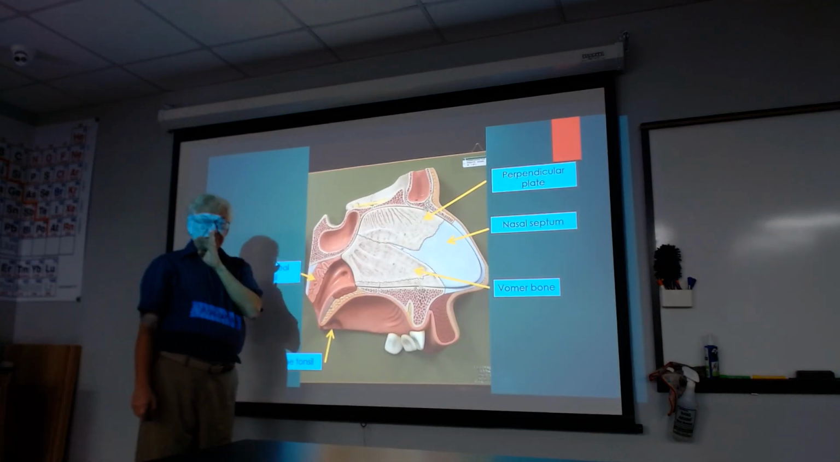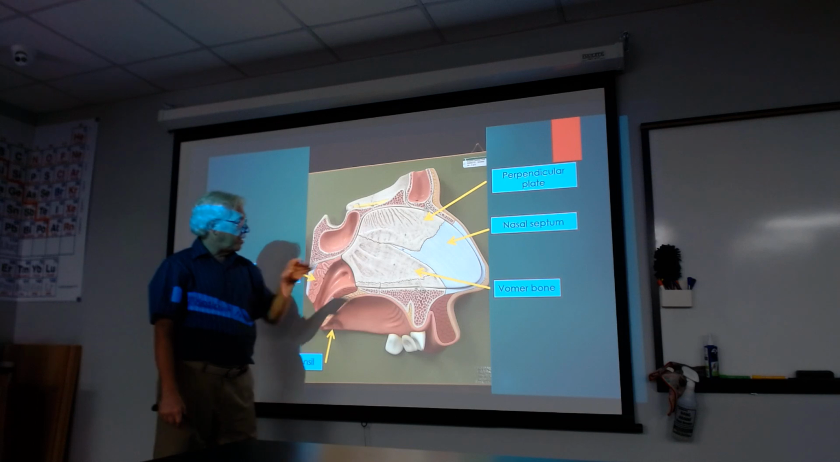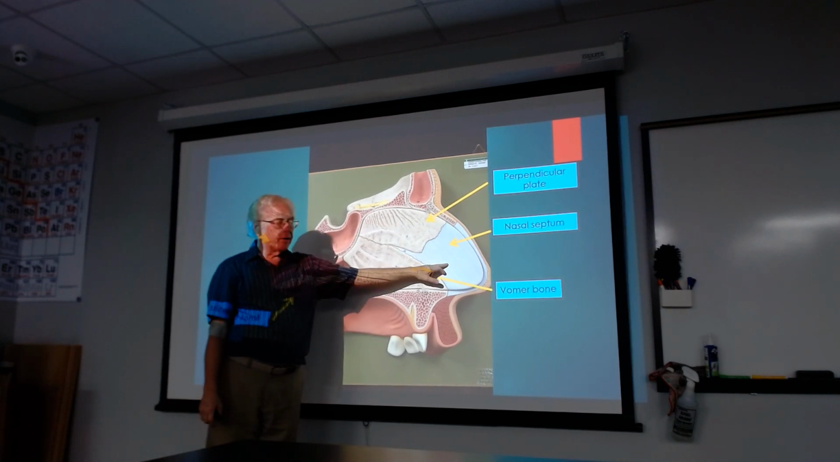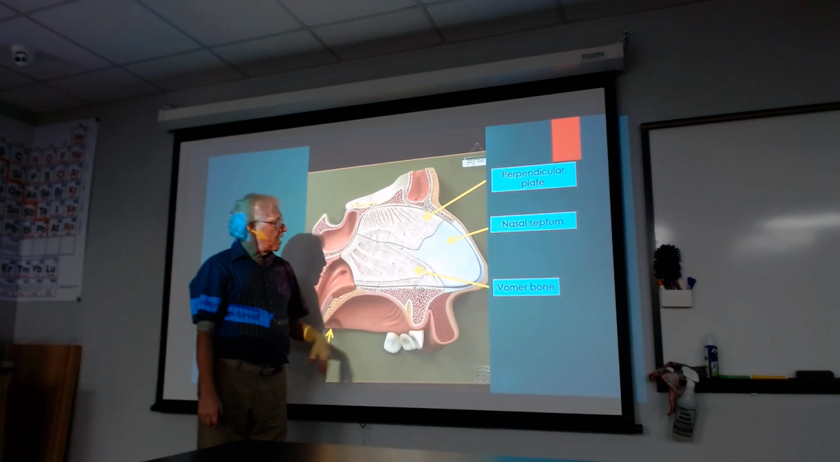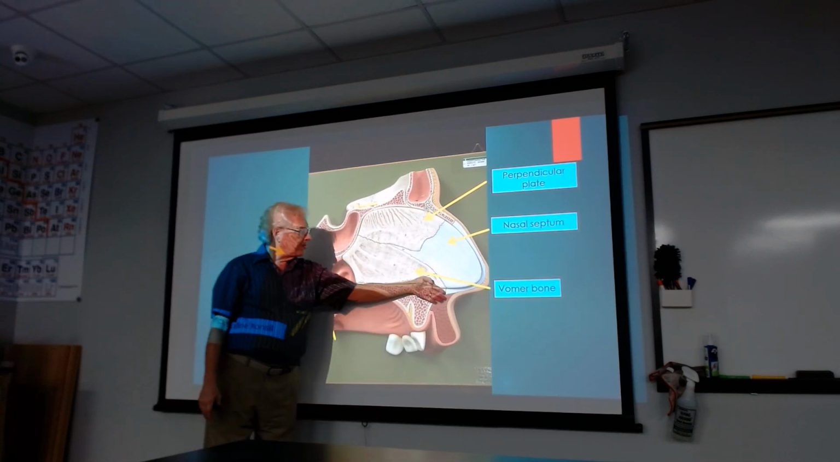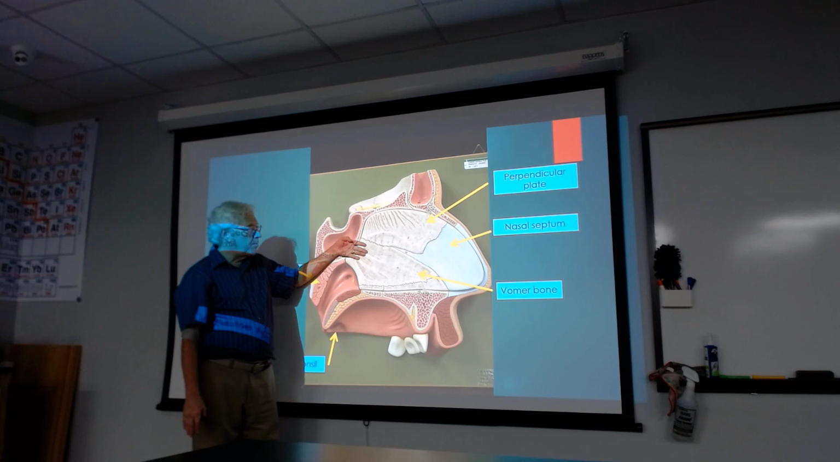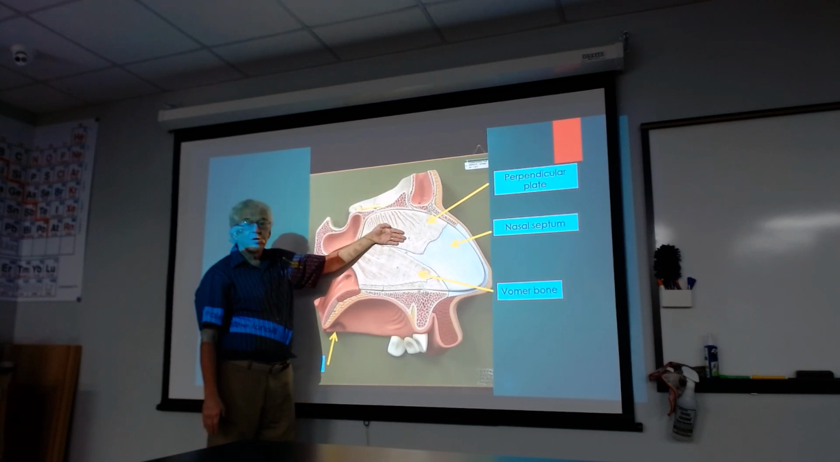What's the septum of your nose made out of? Well, two bones and cartilage. The cartilage in the front is the nasal septum. The bones in the back, this is the vomer bone doing the bottom part, and this is the perpendicular plate of your ethmoid bone making the top. Okay?